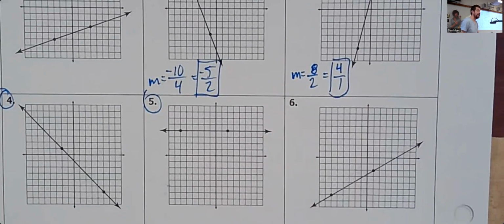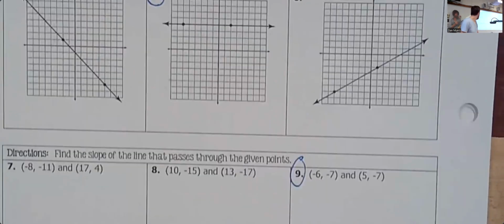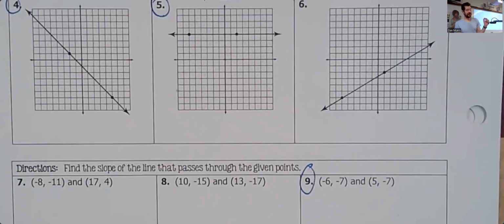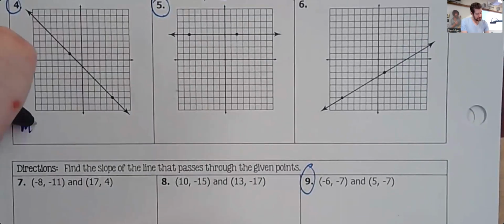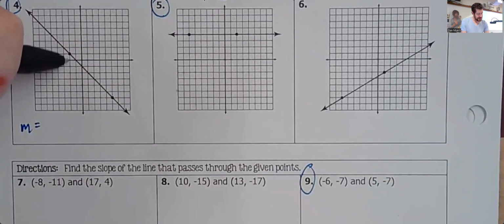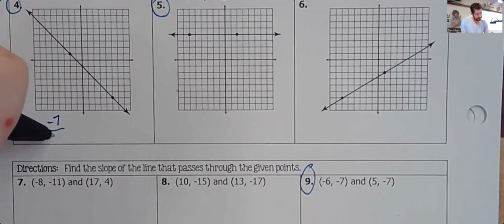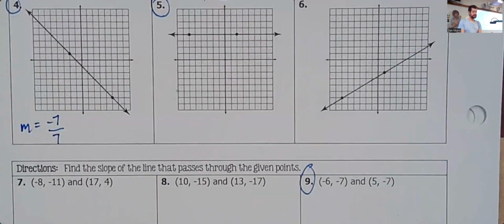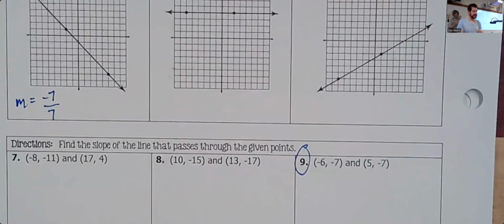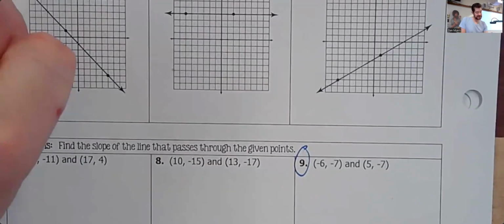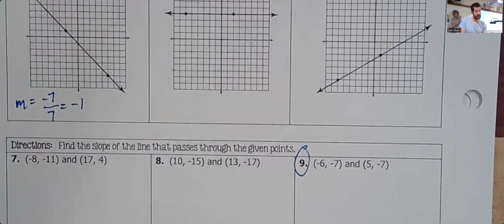All right, number 4. Anybody have that one? -1. -1? Yeah, why is that? Because it's -7 and +7. Yeah, because it's down 7 and then over 7. So it goes down 7 and then to the right 7, which would be a negative slope, and -7 divided by 7 just reduces to -1. Or you could have -1/1. Either way is fine.